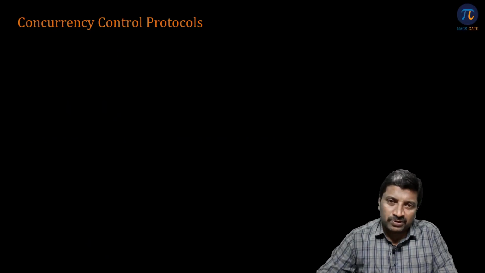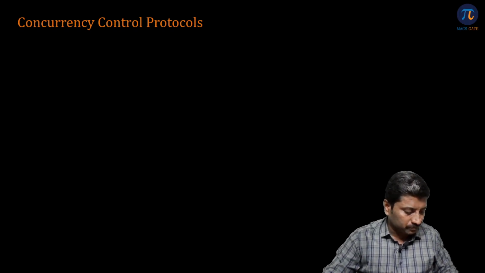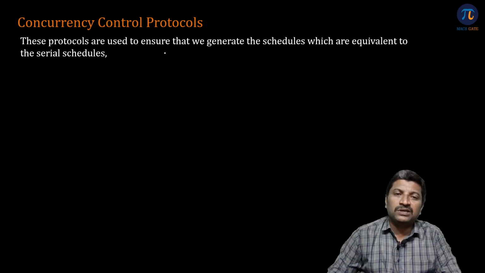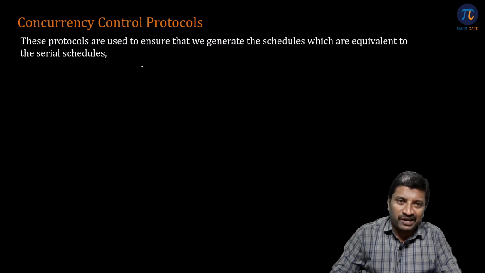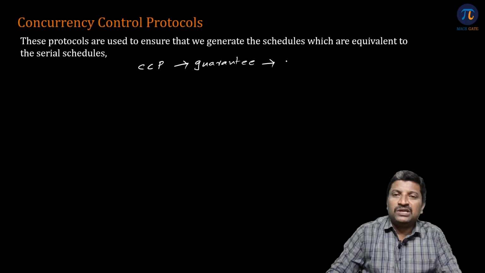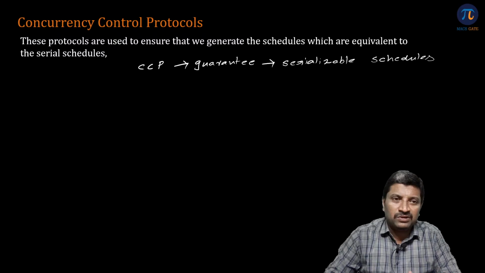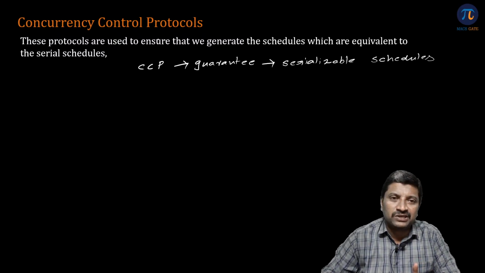What are concurrency control protocols, or what is the use of concurrency control protocols? These protocols are used to ensure that we generate the schedules which are equal to serial schedules. So that means the concurrency control protocols will give guarantee to produce the schedules which are equivalent to serial schedules. What does it mean, sir? Which are equal to serializable schedules. So when we follow concurrency control protocols, the resultant schedules are always serializable. That is the meaning of this statement. So this is the main use of concurrency control protocols.